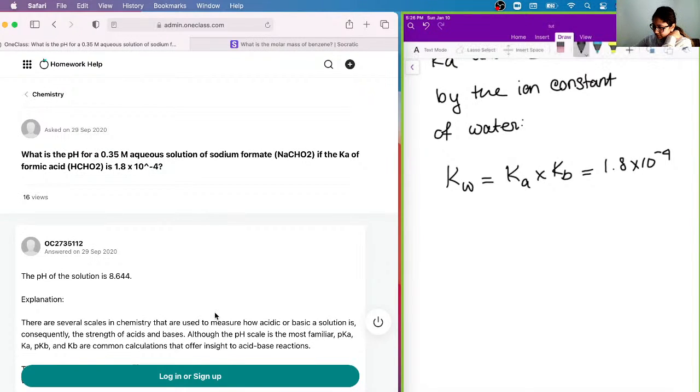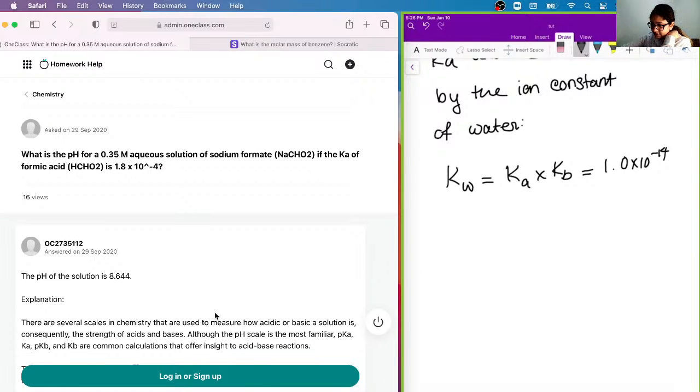Sorry, it's not 1.8, it's going to be 1.0. So the value for Kw is 1.0 times 10 to the power -14.